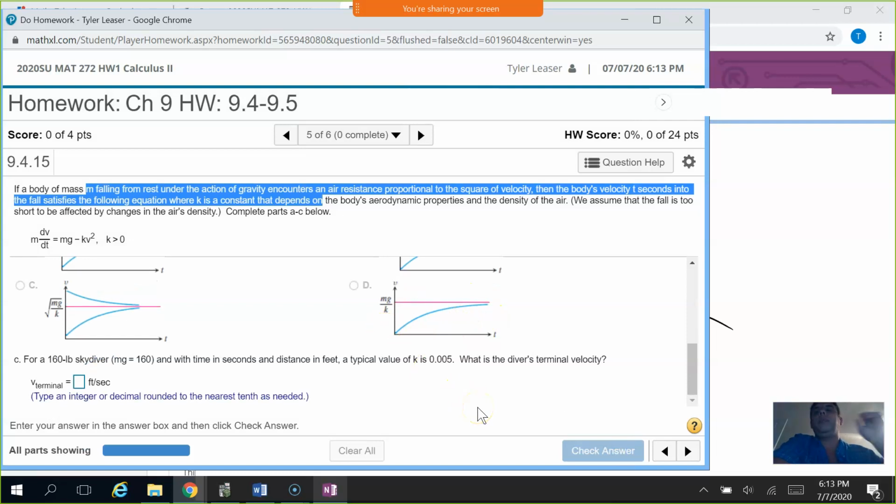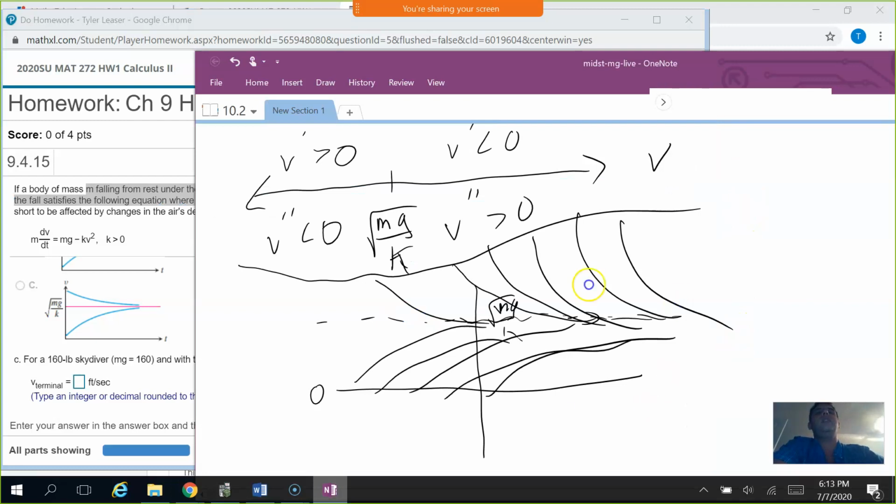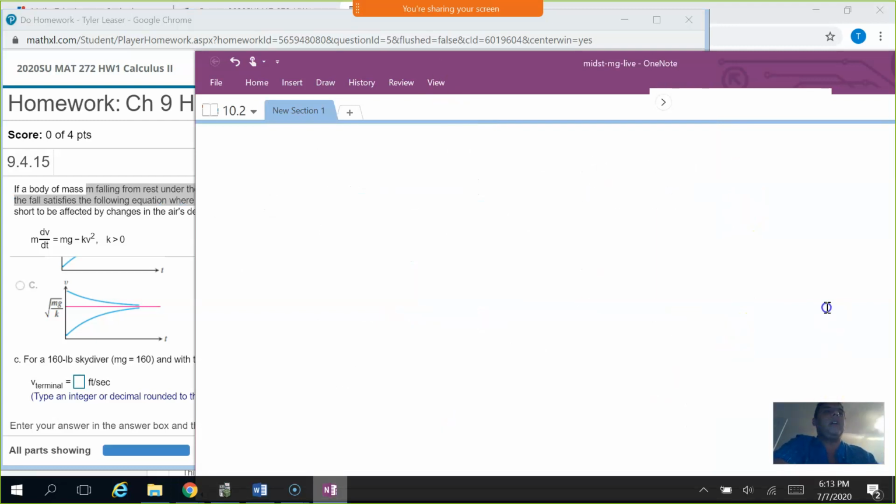And then the last one here, we're plugging numbers in. For a 160-pound skydiver, where mg is 160, and with time in seconds and distance in feet, a typical value of k is 0.005. What is the diver's terminal velocity? So that terminal velocity is that equilibrium value, because that's what we expect the velocity to eventually be. So what was it?